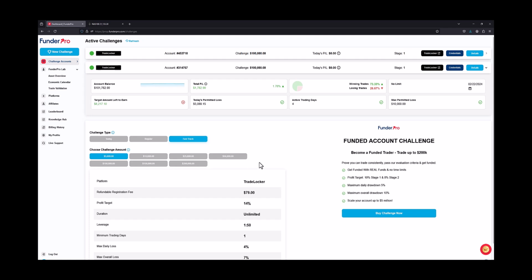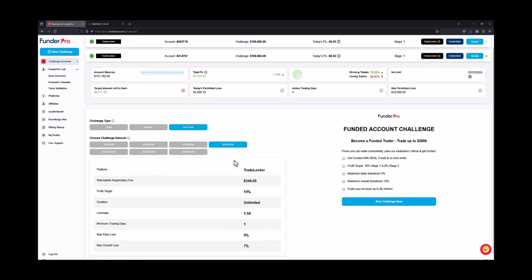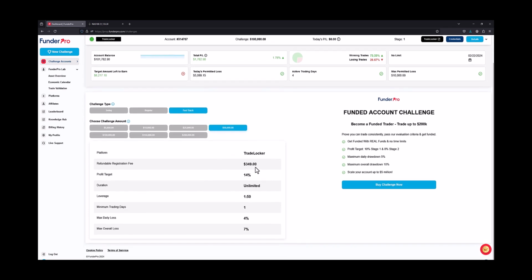Now, again, with trading, it takes money to make money, right? So not everybody has $5,000 to trade with. Not everyone has $200,000 to trade with. But if you buy a $50,000 account, you're basically going to pay $350, right? Take 10% off of that. Spend $350, and you get a $50,000 account.